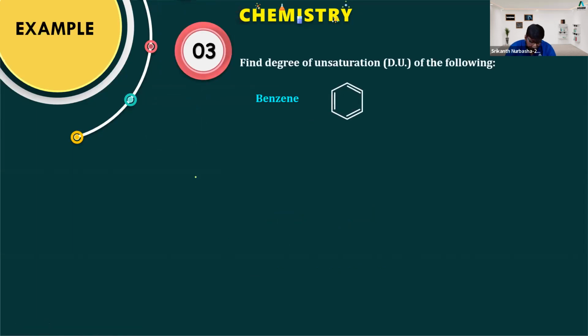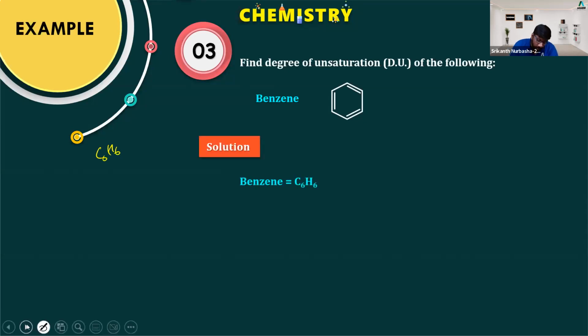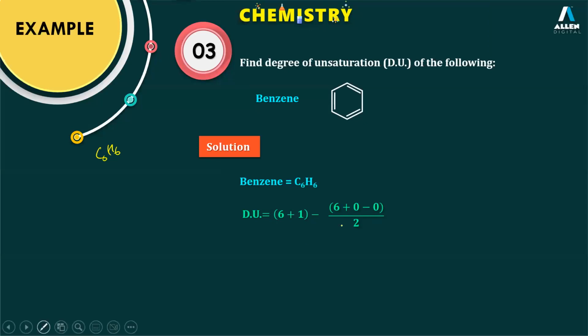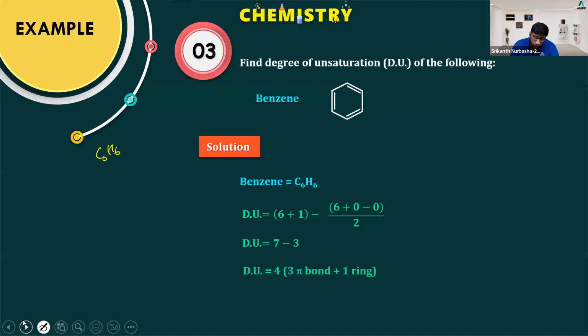Here in benzene, C6H6. So apply the same formula again. C6H6, number of carbons is 6 plus 1, number of hydrogens 6 plus 0 minus 0, whole divided by 2. So you'll be getting what, students? Yes, you will be getting 7 minus 3, that will be 4. That means 3 pi bonds and 1 ring. Since we know the structure, that is a possibility. 3 pi bonds and 1 ring.